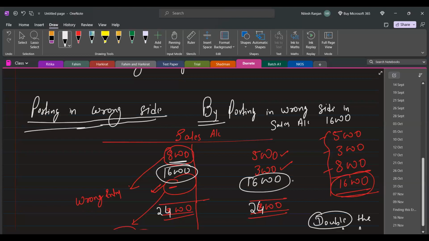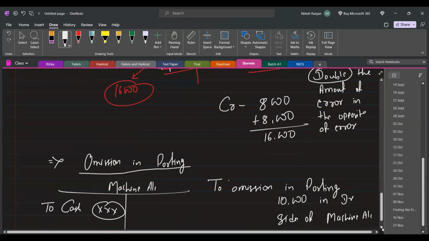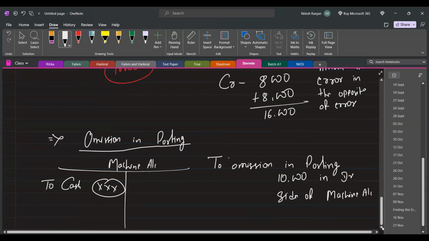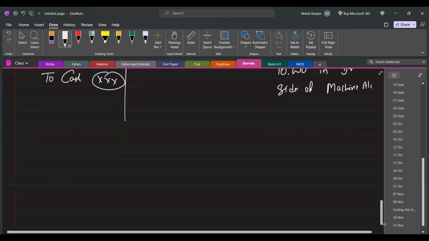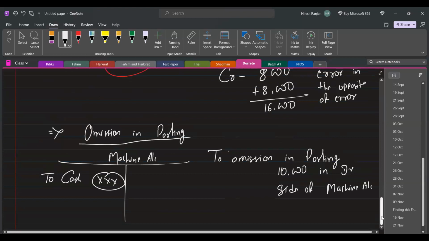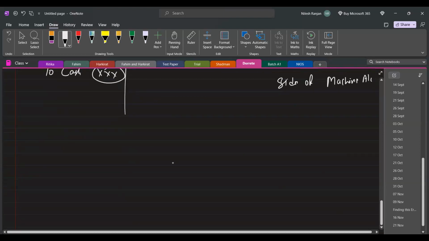Okay, sir. So in every one-sided error, you have to write a single sentence and that will be your answer. You don't have to do anything else. So omission in posting is done like this.